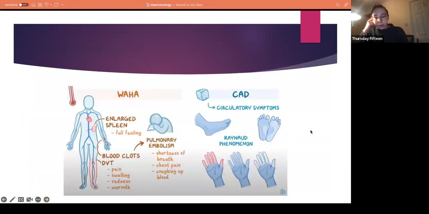So these are just some different symptoms that you can get in warm and cold hemolytic anemias. So warm, as I said, you'll get this enlarged spleen. You can also get VTE. I think that risk is quite a complex thing to go into, but essentially when you have this type of hemolytic anemia, you're in a bit of a prothrombotic state, and you can get DVTs and PEs. In the cold autoimmune one, you can get circulatory symptoms, so you can get Raynaud's and really cold hands and feet.